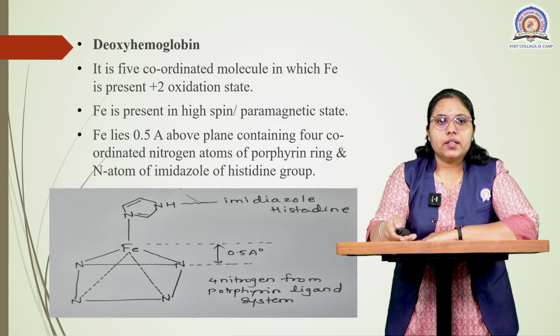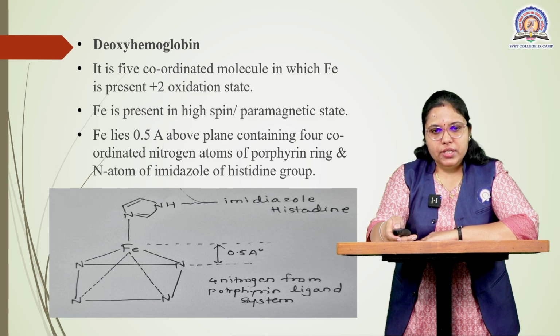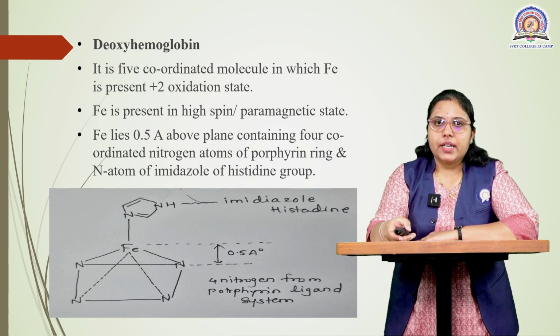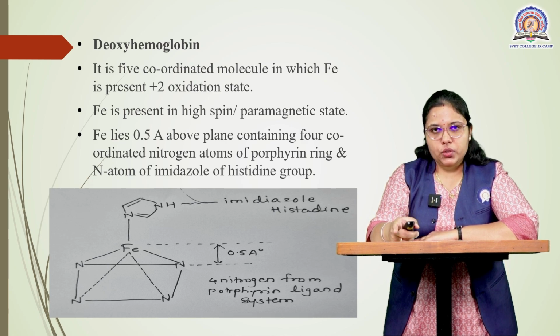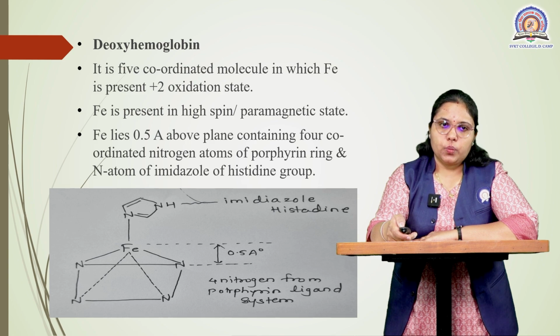Then we discuss deoxyhemoglobin. It is a 5 coordinated molecule in which Fe is present in the +2 oxidation state. Fe is present in a high spin paramagnetic state. In this diagram, we see the Fe lies 0.5 angstrom above the plane containing the 4 coordinated nitrogen atoms of the 4 porphyrin rings and the nitrogen atom of imidazole of the histidine group.